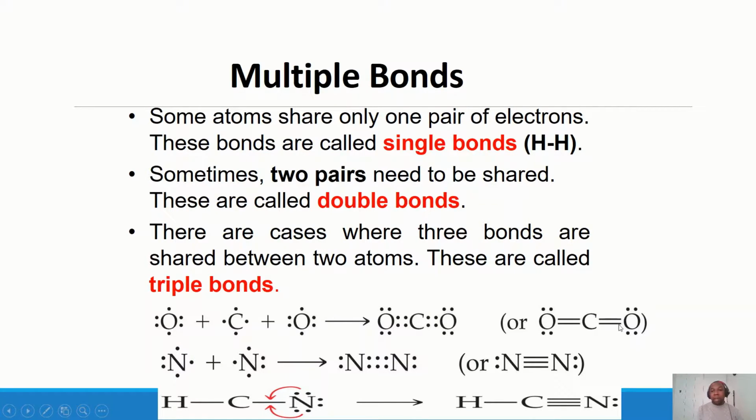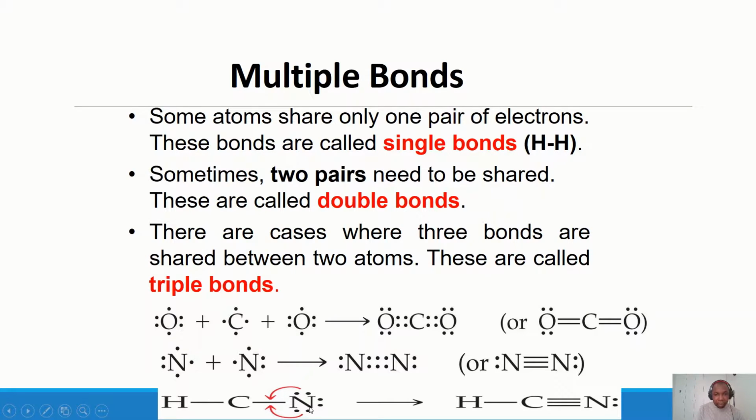For example, you can see this is CO2, carbon dioxide. It has a double bond to one oxygen and a double bond to another oxygen, and you can see that they are sharing two pairs of electrons each. This is also nitrogen, N2. Nitrogen is also diatomic. You can see that nitrogen is using the three unpaired electrons to form a triple bond.